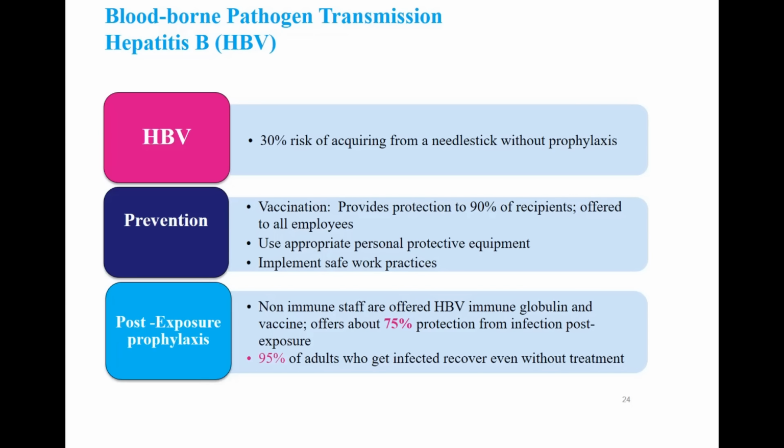In terms of post-exposure prophylaxis, our non-immune staff are offered hepatitis B virus immunoglobulin and vaccine. This offers about 75% protection from infection post-exposure. 95% of adults who get infected recover even without treatment.